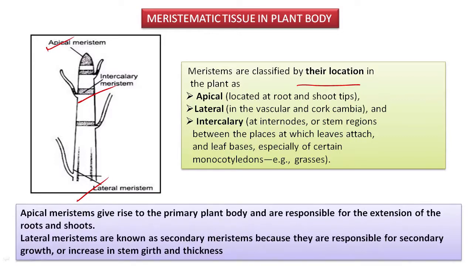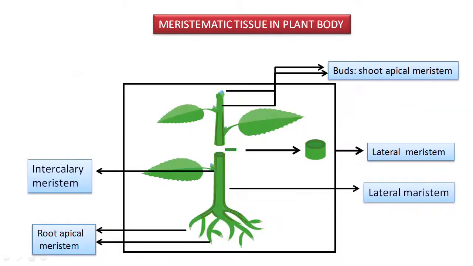Apical meristems give rise to the primary plant body and are responsible for the extension of the roots and shoots. Whereas lateral meristems are known as secondary meristems because they are responsible for secondary growth, or increase in stem girth and thickness. So, here is a figure of a plant, and I will explain where the different meristems are present.